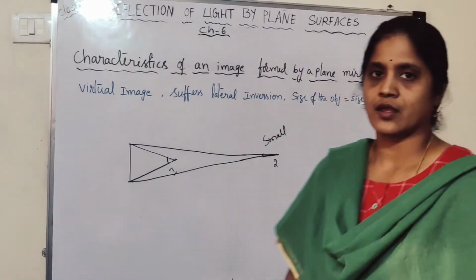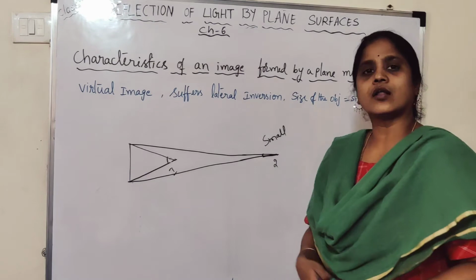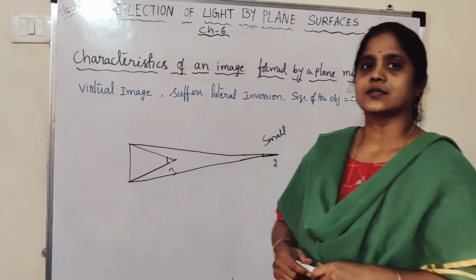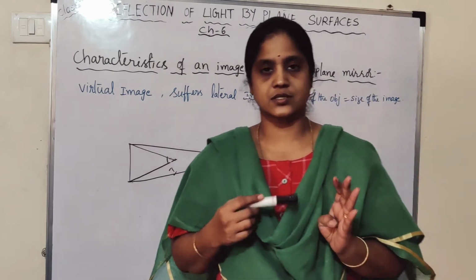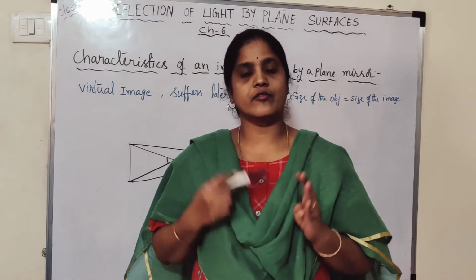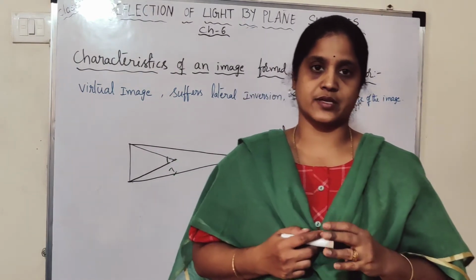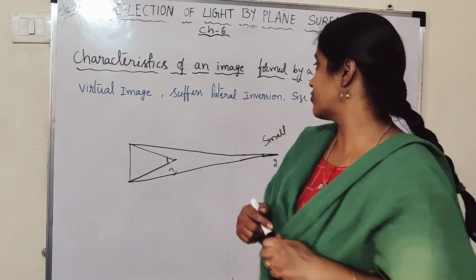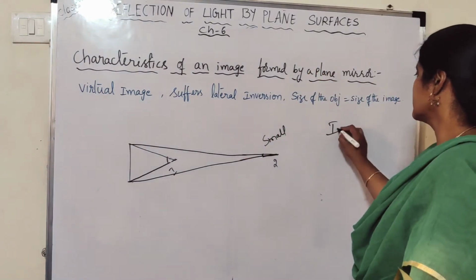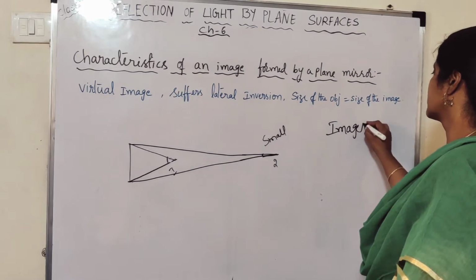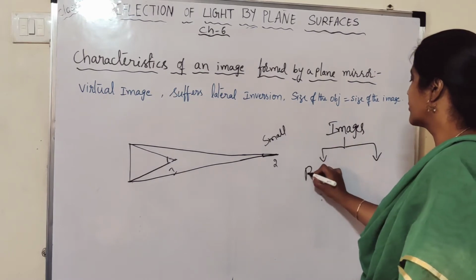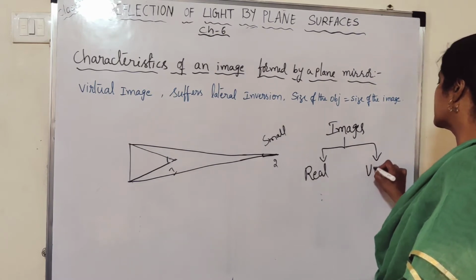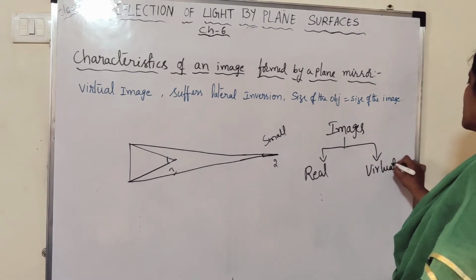Next, always we get, as we discussed first, the size of the object equal to the size of the image, and always we get a virtual image. We have two types of images. Images are of two types. They are real images and virtual images.